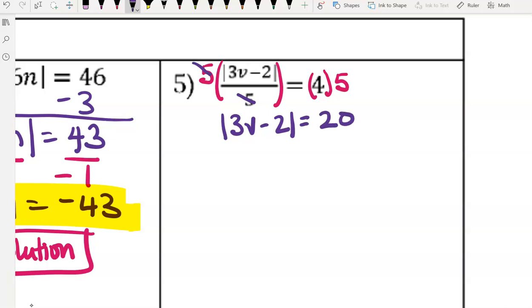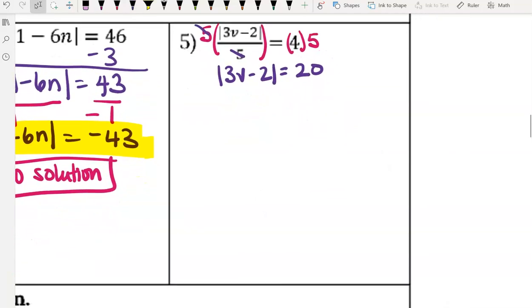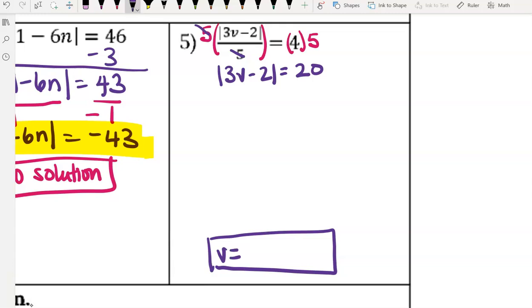So what I would like for you to do right now is take a minute and solve this. Once you're done solving it, I would like for you to write your answer. V equals something, comma, something, and box that up.